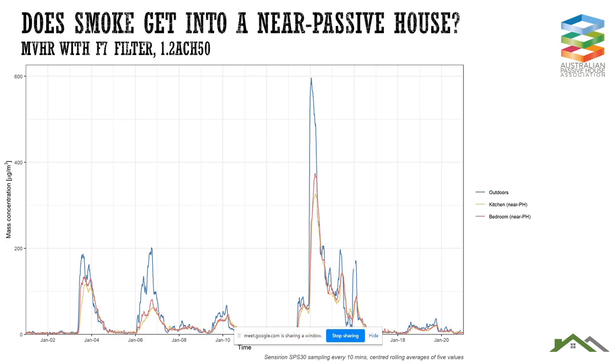Now this is not a passive house, I'll emphasise that. It's 1.2 ACH, but it's mechanically ventilated with a standard F7 filter, and it's clearly fairly tight compared to standard Australian buildings.